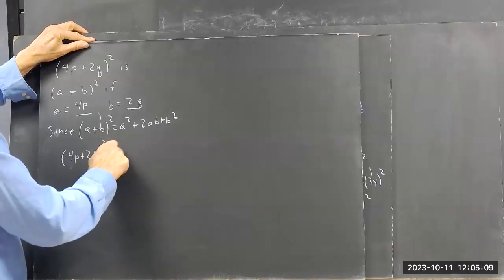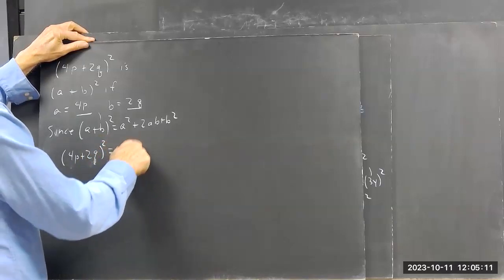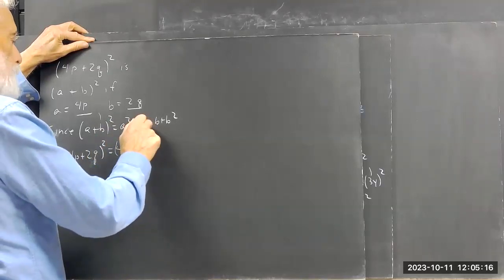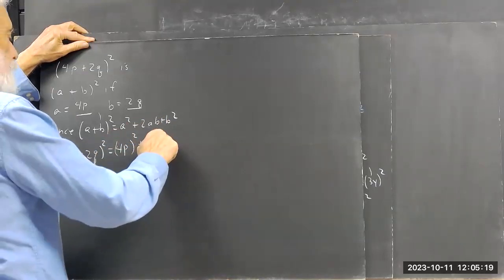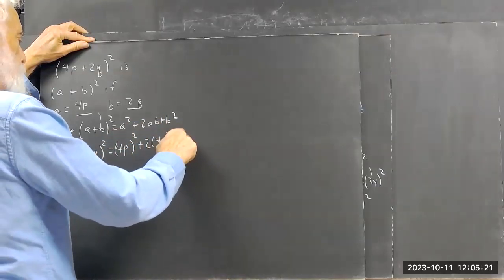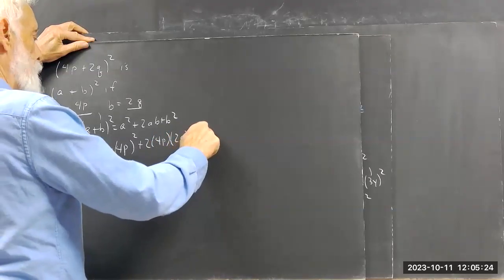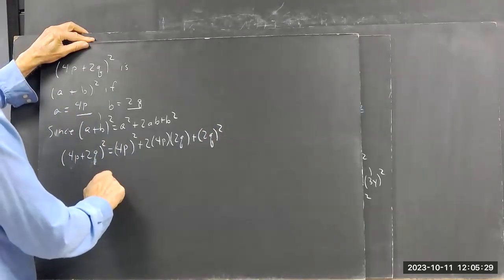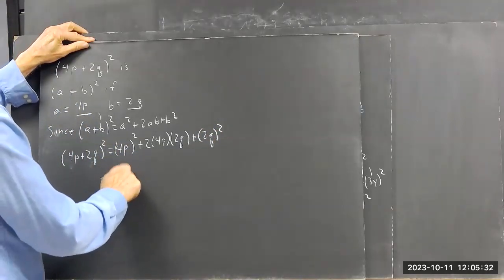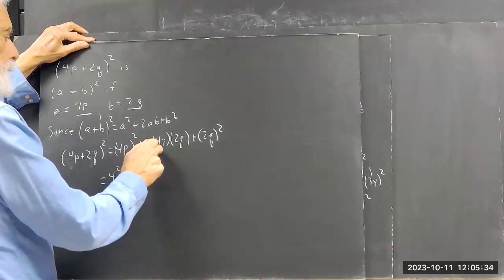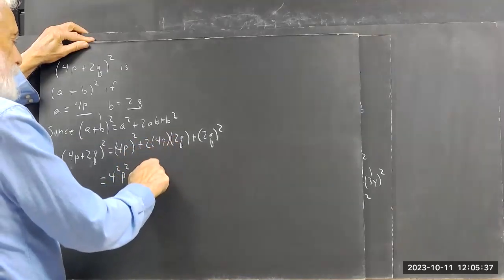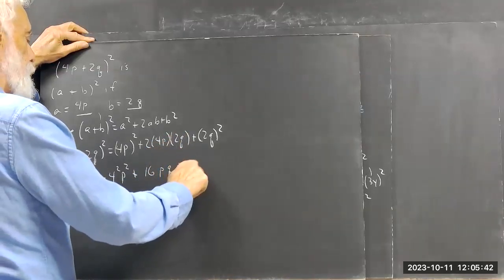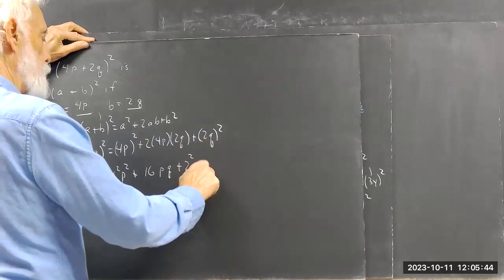The square of 4p plus 2q is 4p squared plus 2ab, which will be 2 times 4p times 2q, plus b squared, which is the square of 2q. That equals 4 squared times p squared. 2 times 4 is 8, and times 2 is 16. That's p times q. And the square of 2q is 2 squared q squared.